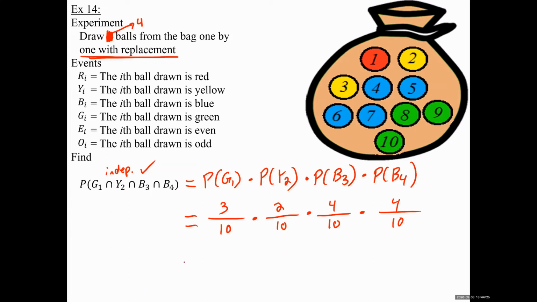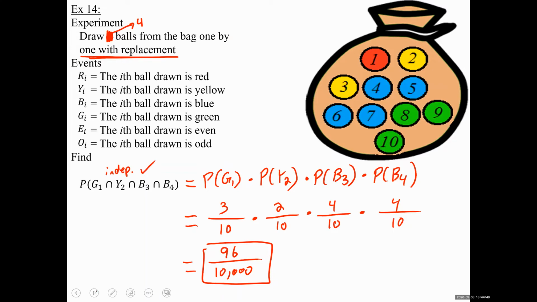And then you just multiply straight across. 3 times 2 times 4 times 4. I think that's 96. And the bottom 10 times 10 times 10 times 10 is 10,000. And that is the answer to that one. Any questions? All right, so that's example 14. Okay, let's do another one.